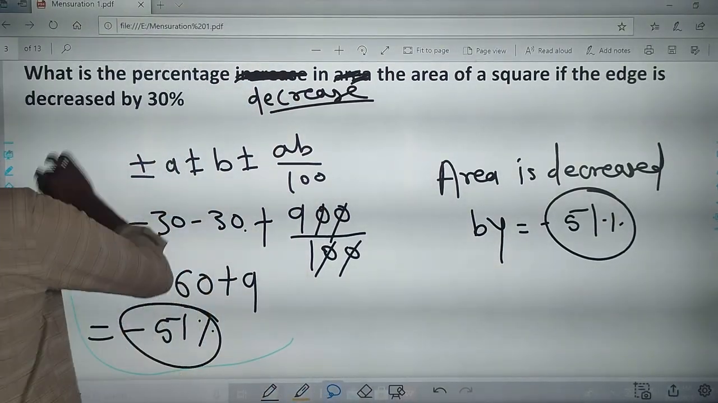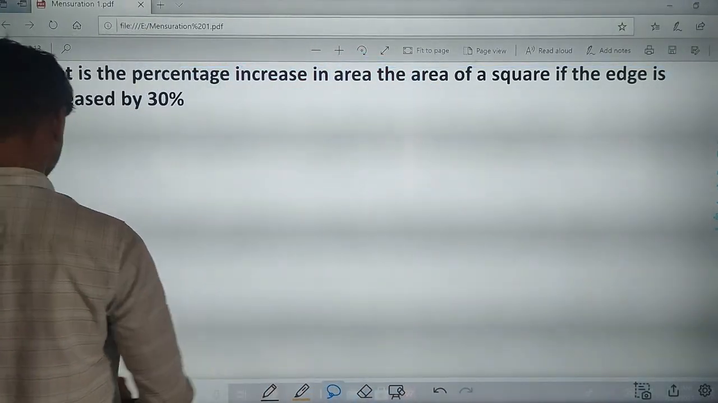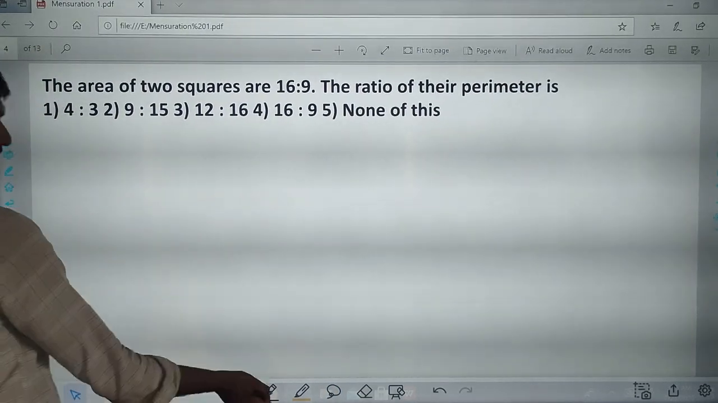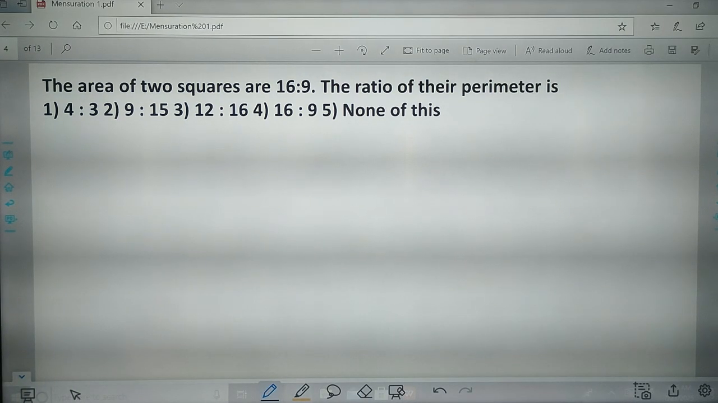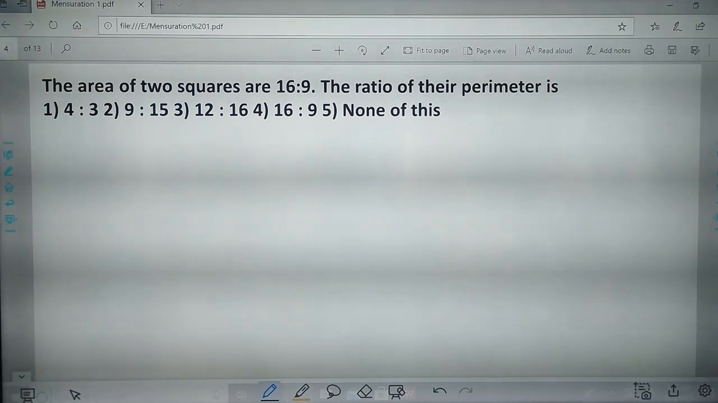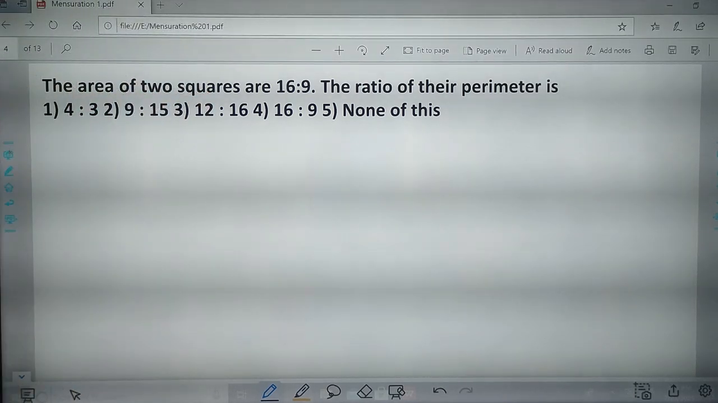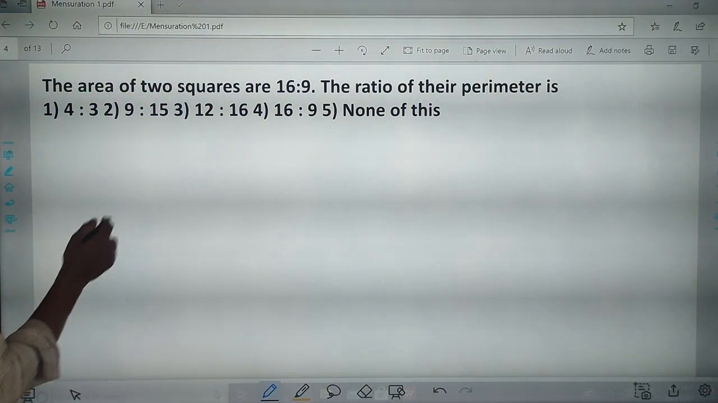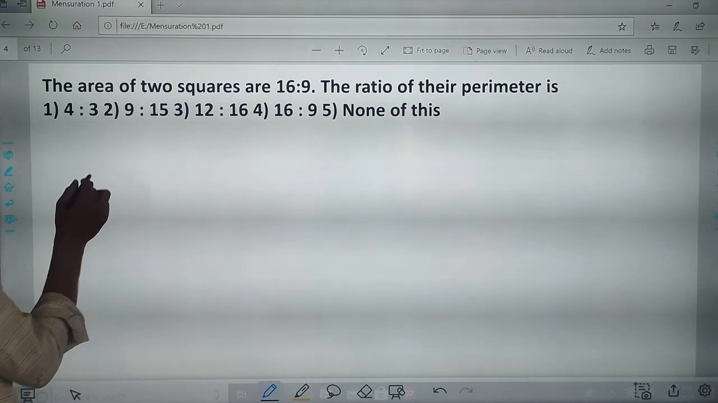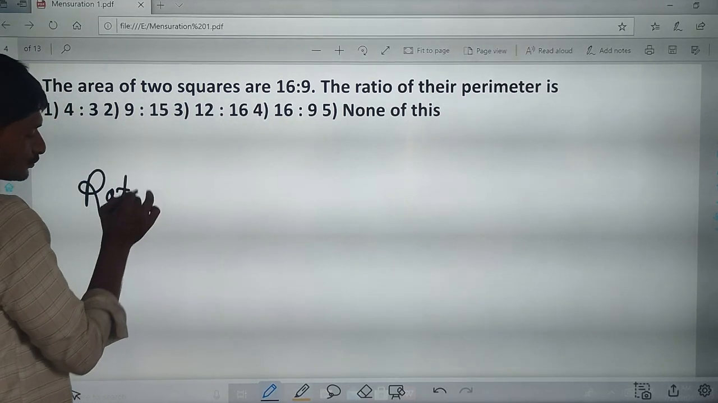Now next. The areas of two squares are in the ratio 16:9. What is the ratio of their perimeters? Then we take the ratio of the areas of the two squares.